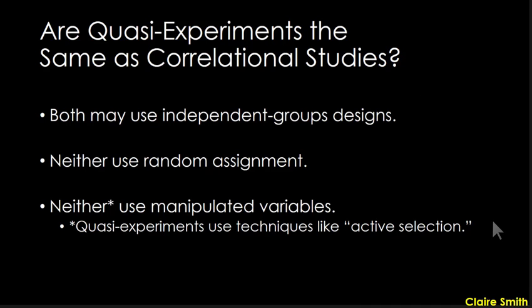But the line here is very blurry, hard to differentiate sometimes between quasi experiments and correlational studies, especially independent group designs. Okay, so that's the first part of this chapter.